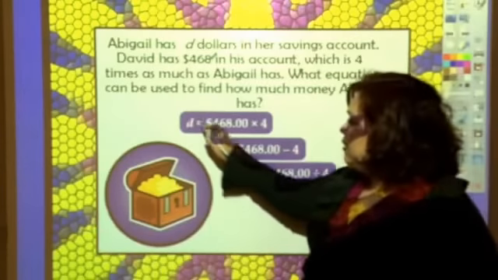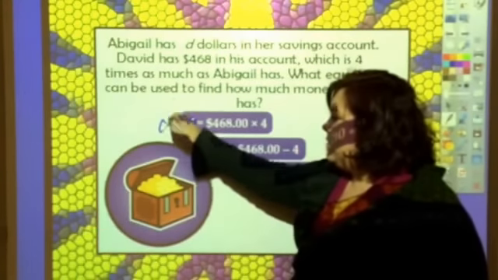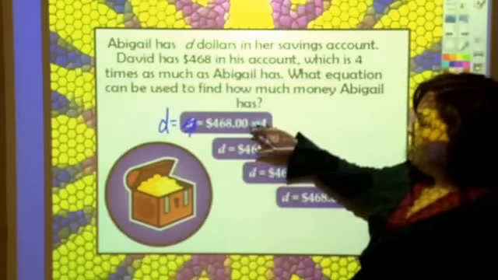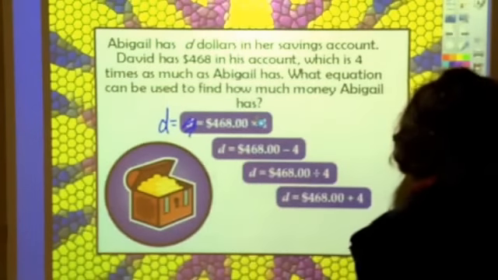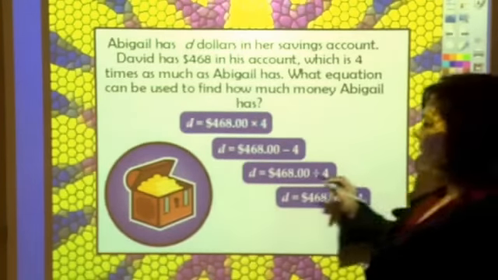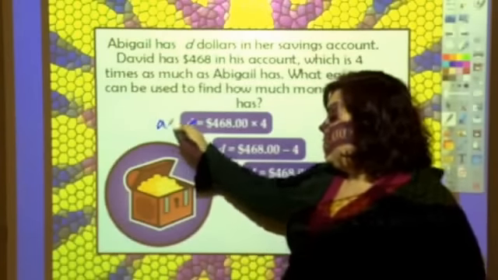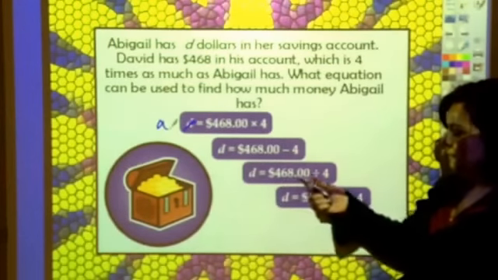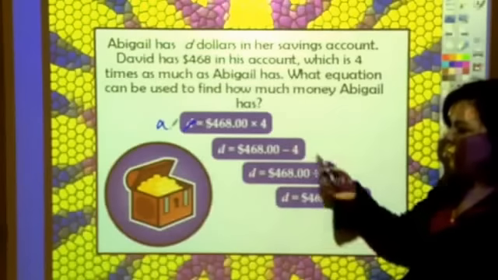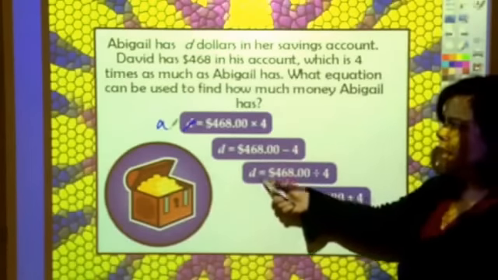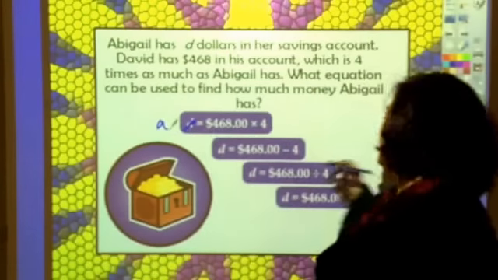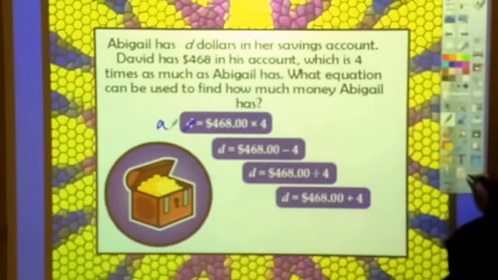And this really should be D, the money that David has. Oh, this is David times 4 would equal, this should be Abigail, where it tells how much Abigail has. But it's this one, 468 divided by 4 would equal how much Abigail has. Oh, D is for dollars. I would have used A for Abigail, but D is for dollars.